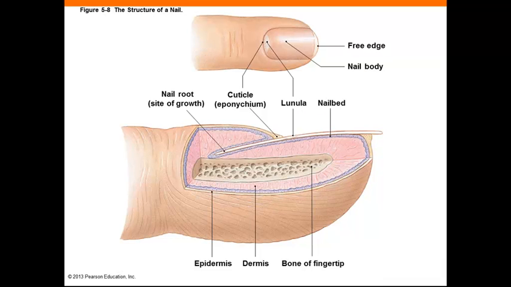Nails, another accessory structure, protect the tips of fingers and toes from distortion, especially when they're subjected to mechanical stress, like running or grasping an object. So the visible nail body is made of dense keratinized cells that are recessed under the surrounding epithelium. The nail bed, deeper level of the epithelium, is covered by the nail body. And the nail root is where the nail is produced. It's typically covered by the cuticle. The lunula is a pale crescent near the root of the nail.